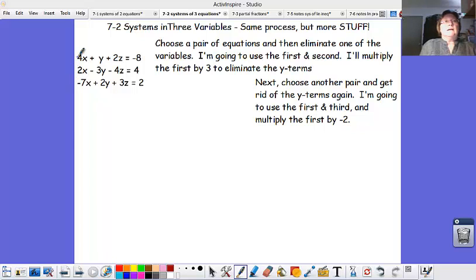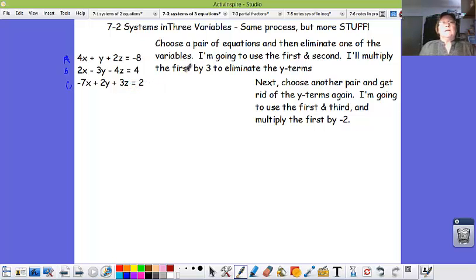We have 3 equations and 3 variables, and I'm going to call those equations A, B, and C to start with. The deal is when you're working with 3 equations, you have to pick a pair of equations and eliminate one variable. Then pick a different pair and eliminate the same variable so that you can get to a spot where you're at 2 equations, 2 variables, and then go from there.